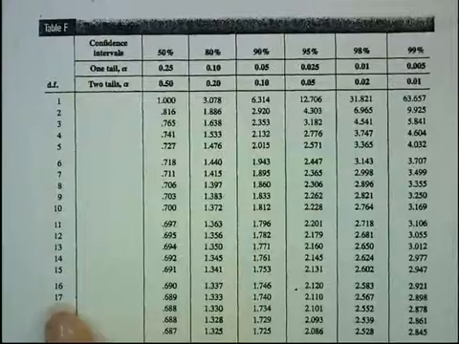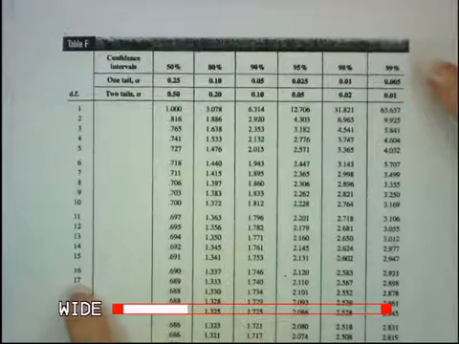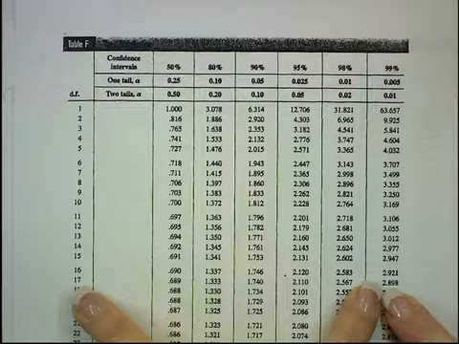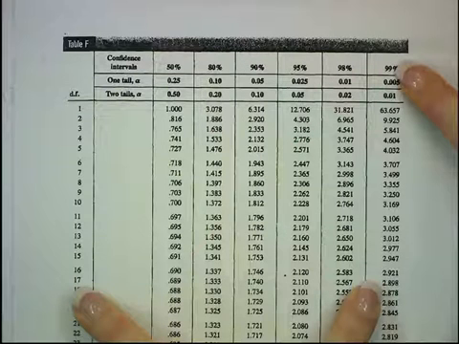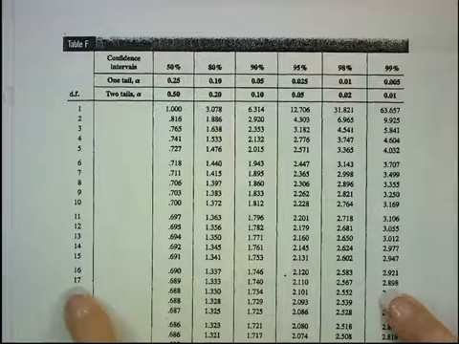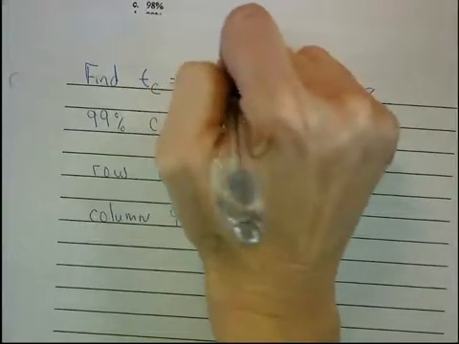Row 17, column 99%. Two fingers will meet at 2.898. T sub c, the critical value, is 2.898. 99% degree of confidence, and then your sample size minus 1, 18 minus 1 is 17: 2.898. So that's question number 1.